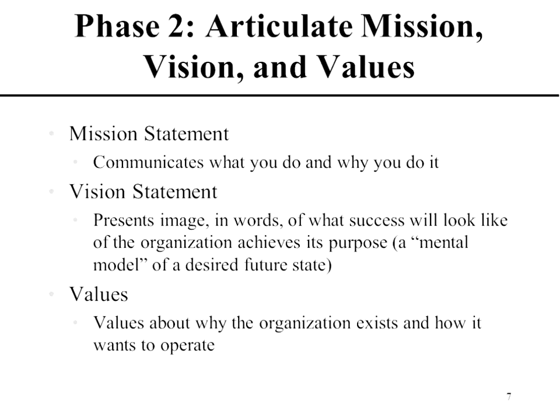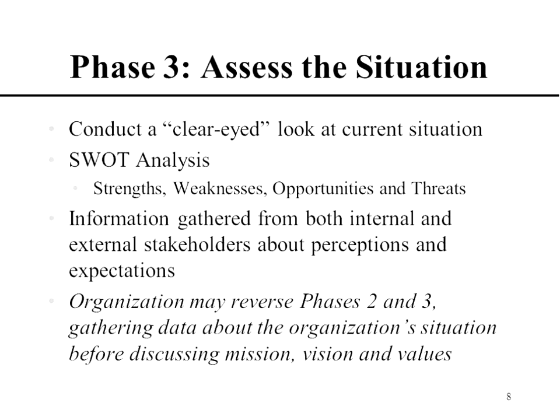Phase 2 is articulate mission, vision, and values. Mission statement communicates what you do and why you do it. Vision statement has to be forward-looking and specific. It has to present an image in words of what success looks like and how we'll know when we get there. It's not an altruistic statement of help the world. It's a statement of by 2020, 20% fewer people will live in poverty or whatever. It's very specific. Values are the things that the organization wants to emphasize as it conducts its business.